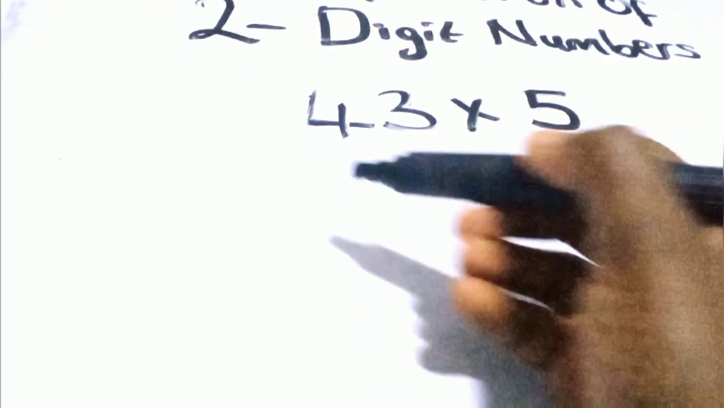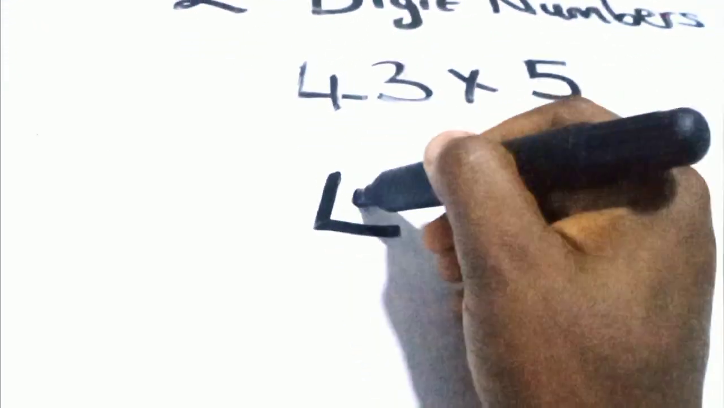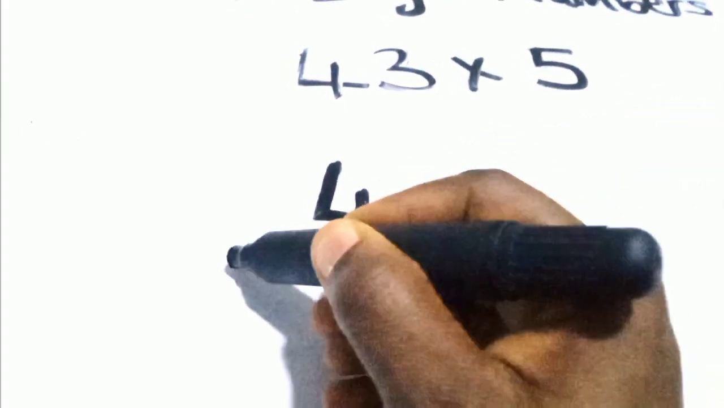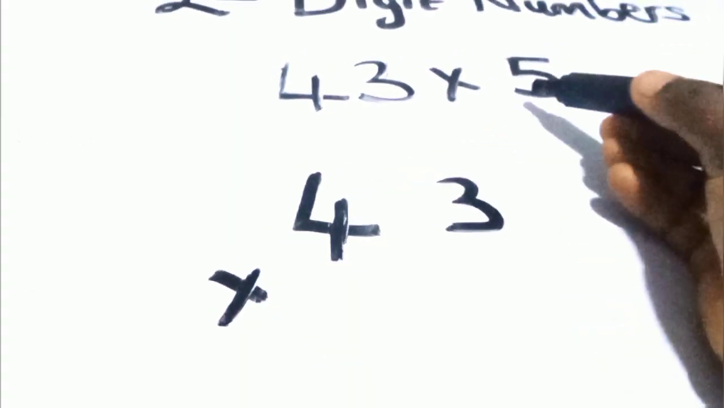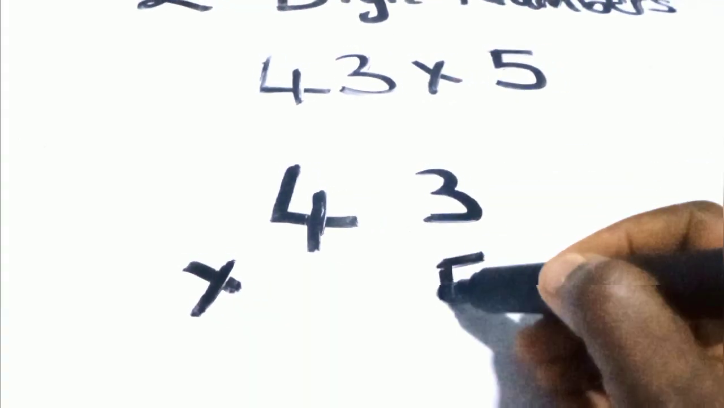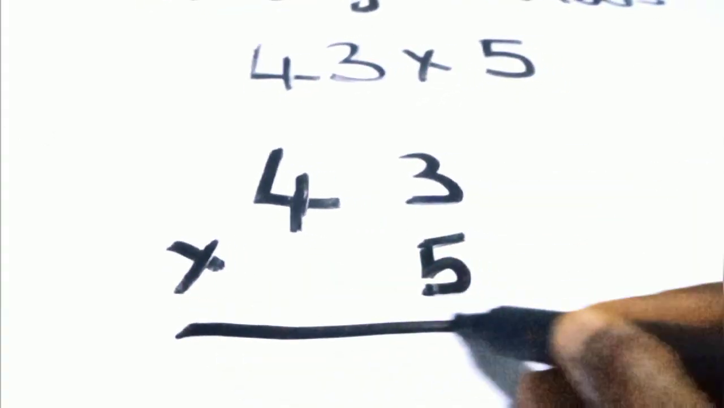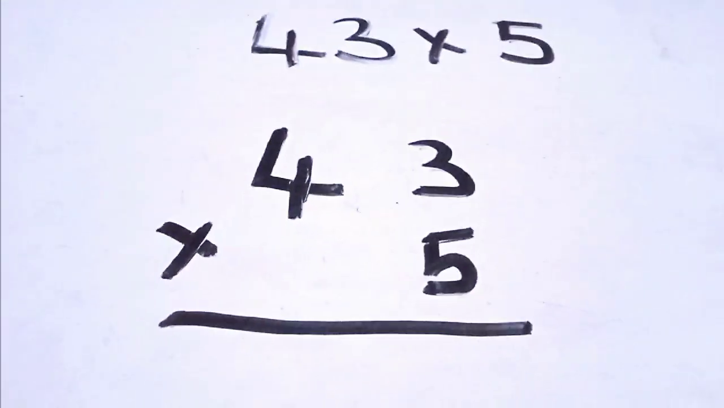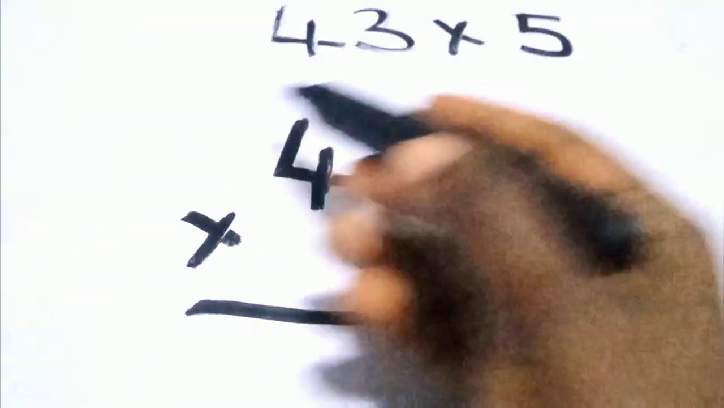Let's continue with our next example. In this example, we have 43 times 5. So let us set it again. 43 times 5 will be under our units. And remember, we start our multiplication from where? From the unit side, and move to the left.